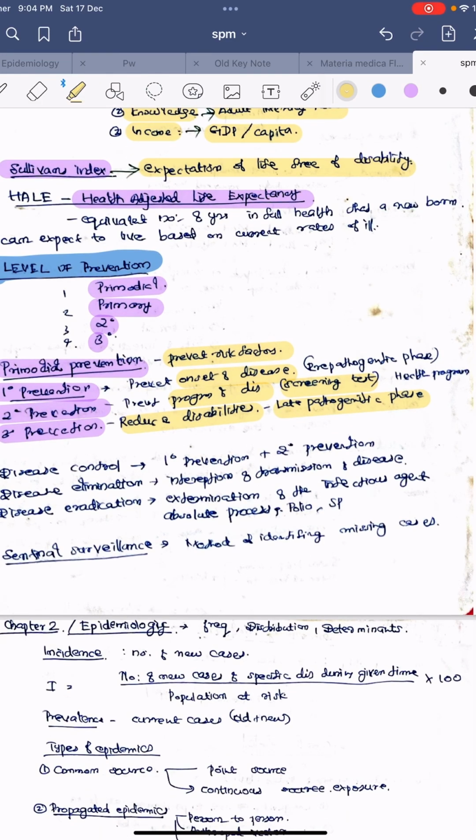Next concept is disease control, disease elimination and disease eradication. Disease control comes under primary prevention and secondary prevention, that is preventing the risk factors and also preventing the onset of the disease. Disease elimination means interruption in the transmission of disease. Disease eradication is extermination of the infectious agent. It is an absolute process. It is done in polio and smallpox.